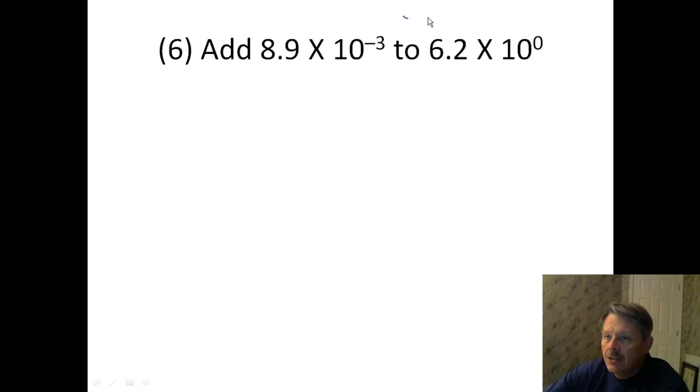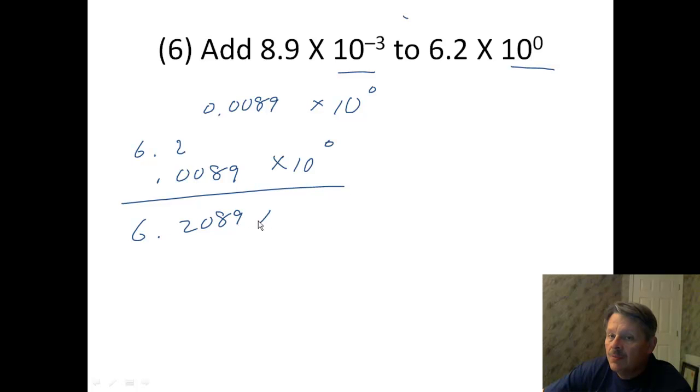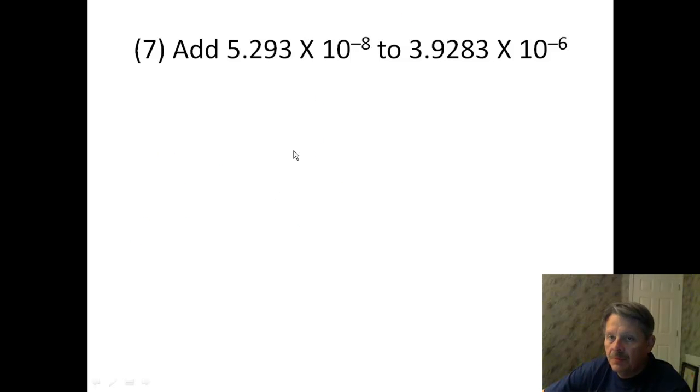Again, I tend to choose the bigger exponent, which in this case is 10 to the 0. Remember that 10 to the 0 is really 1. So if I want to make that 10 to the 0, I have to make this number bigger by 3. So this number has to become smaller by 3 decimal positions. So I take the 6.2 and I add it to the 0.0089. These are both times 10 to the 0, and they come out to be 6.2089 times 10 to the 0.